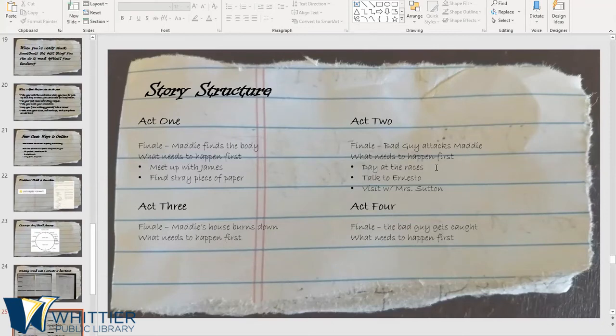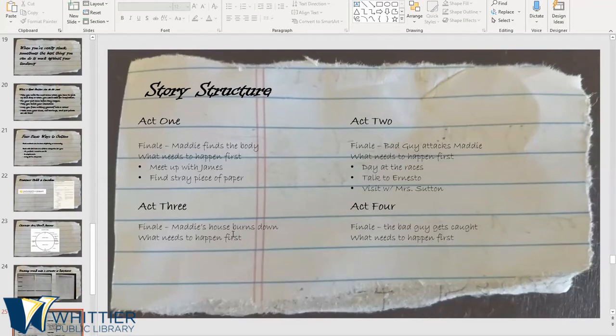Well, what also needs to happen before that? Well, we need to have our day at the races. They need to talk to Ms. Ernesto, and we have to visit with Mrs. Sutton. Keep in mind, there are about 12 or 15 different things that usually show up in this list. Some of them are character driven, some are not.